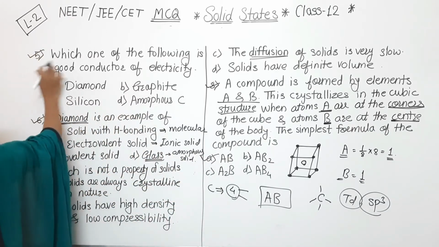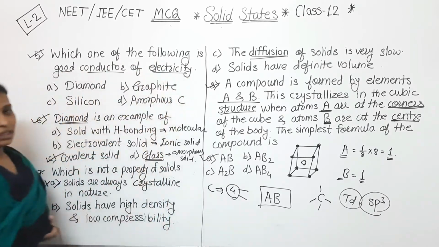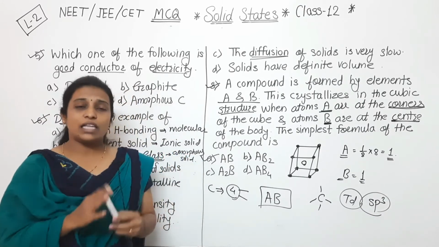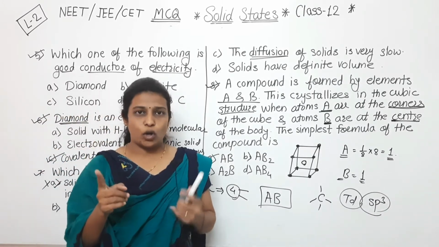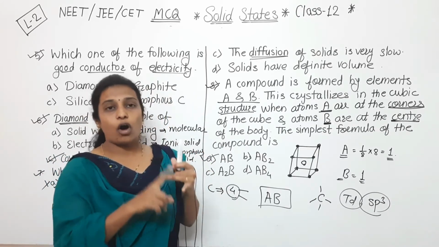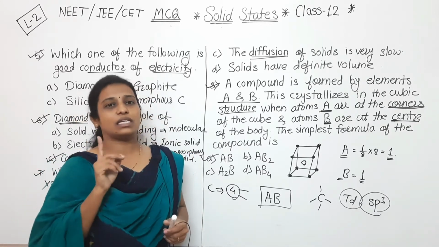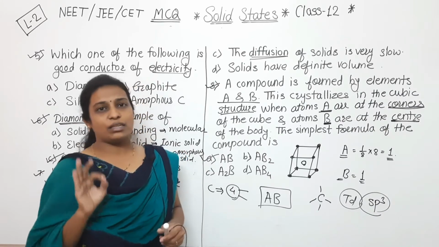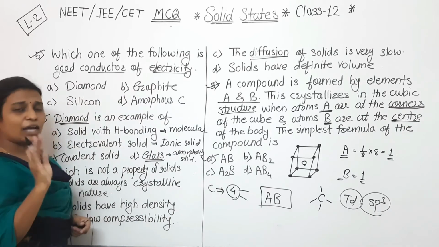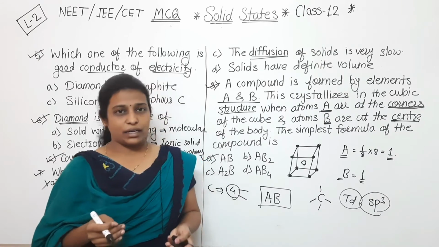So we have completed this MCQ with explanation. Now the next one: which one of the following is a good conductor of electricity? Here, which type of solids are good conductors? We have seen that ionic solids, when present in their molten state or aqueous form, are good conductors. But if they are present in the solid state, they are bad conductors of electricity. So that's all about ionic solids. What about molecular solids? Molecular solids are also bad conductors.